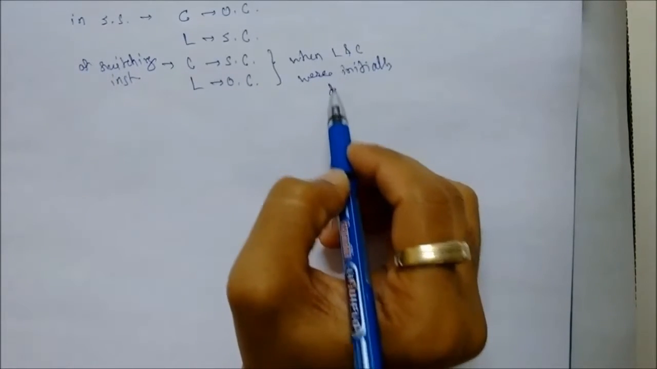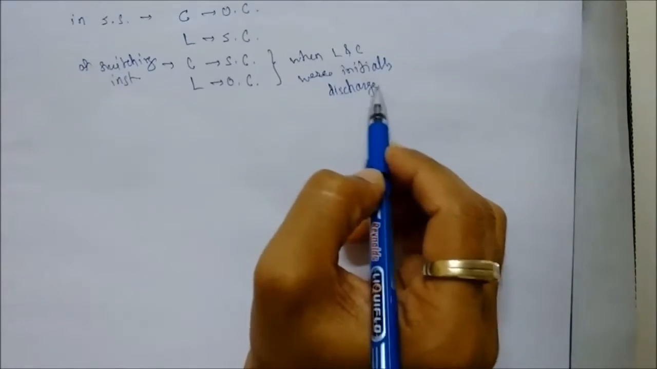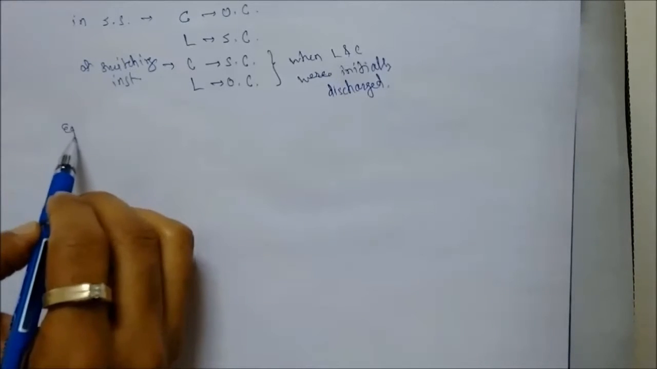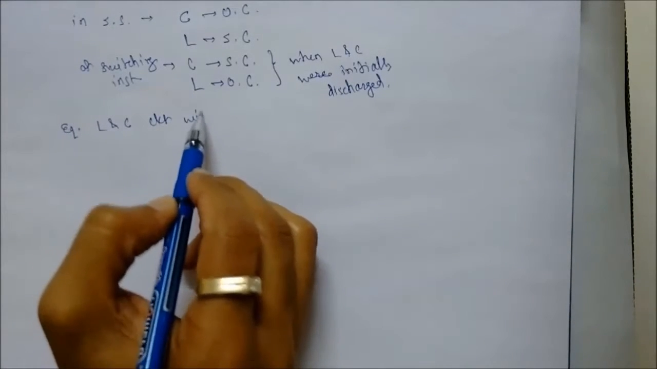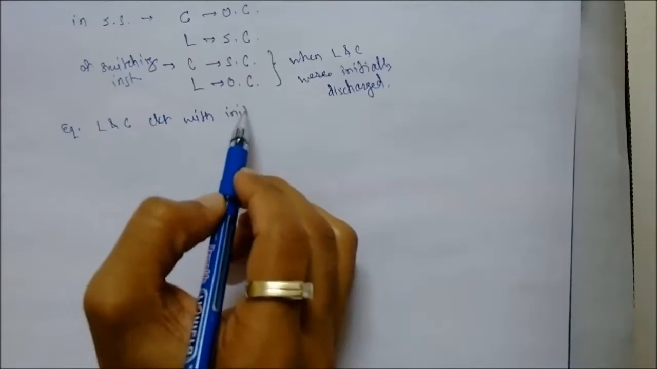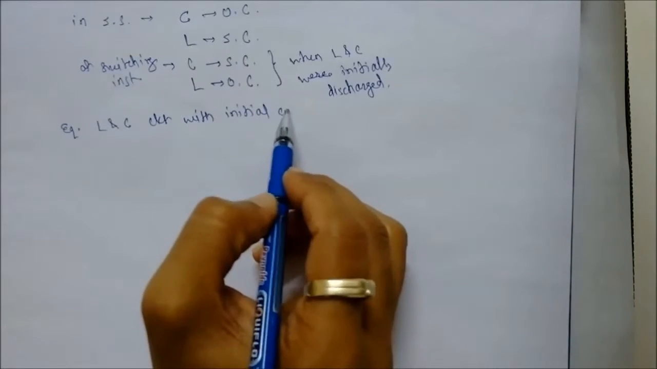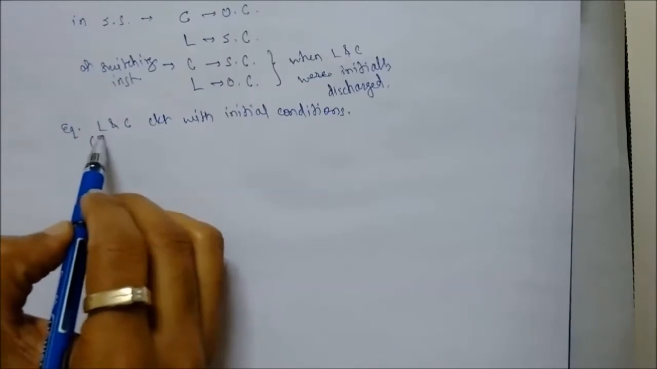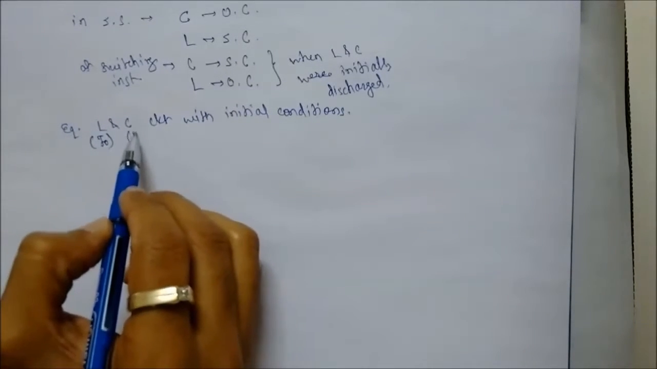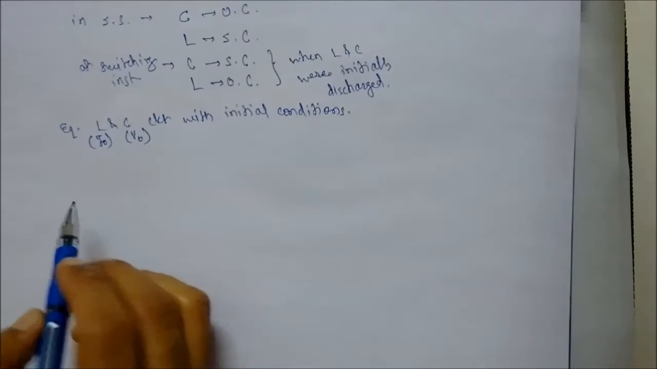So now we will see the equivalent L and C circuit with initial conditions. That means L with initial current I0 and capacitor with initial voltage V0.